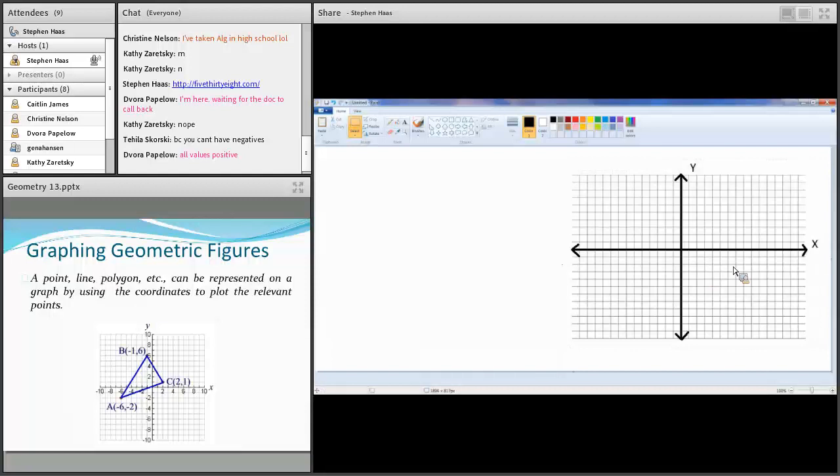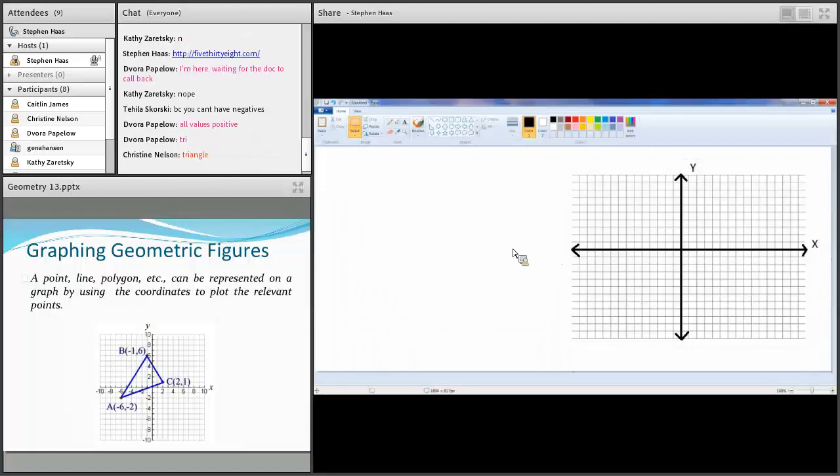Now, you can graph geometric figures as well. The example over here, what shape is that? Okay, this should be an easy one. Okay, it's a triangle, that's right, very good. And there are 3 points over there. You've got B at negative 1, 6, because that's in the second quadrant. Negative 1 x value, 6 y value. Point C is 2, 1, and point A is, of course, negative 2. Again, count 6 over to the negative side and 2 over to the negative side over here.